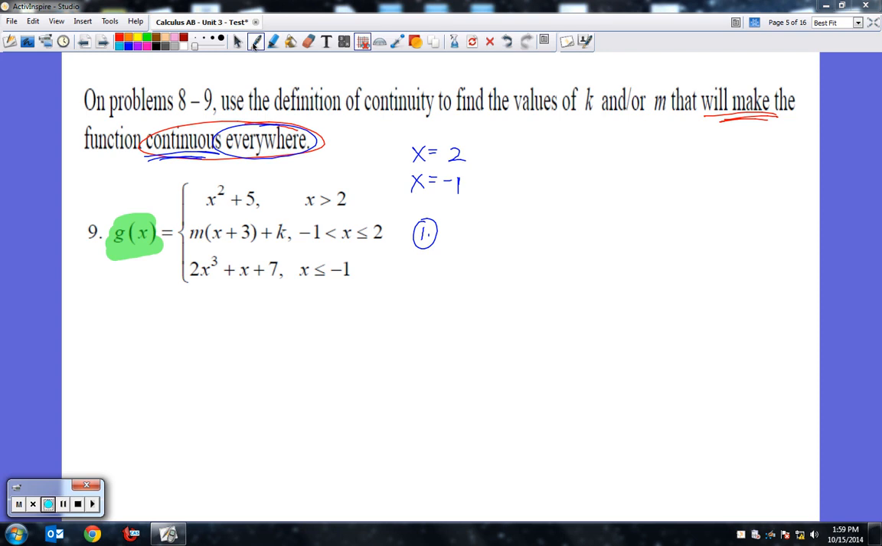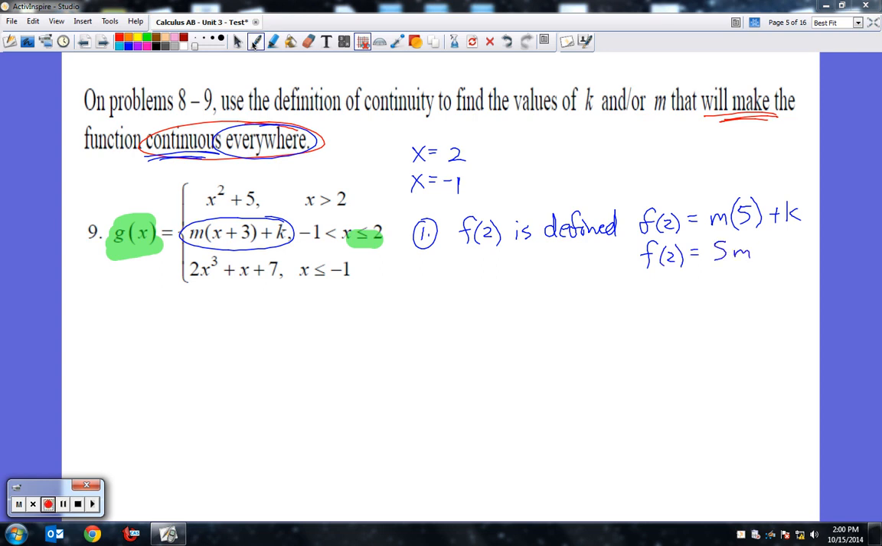Alright, so let's find f of 2. F of 2 is defined, and we're going to say that f of 2 is equal to whatever my equals 2 function is going to be, which in this case is right here. Plugging that in, we get m times 5 plus k. So we could say f of 2 is equal to 5m plus k.